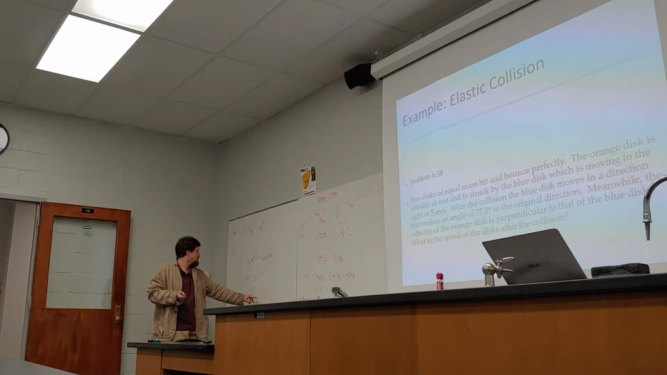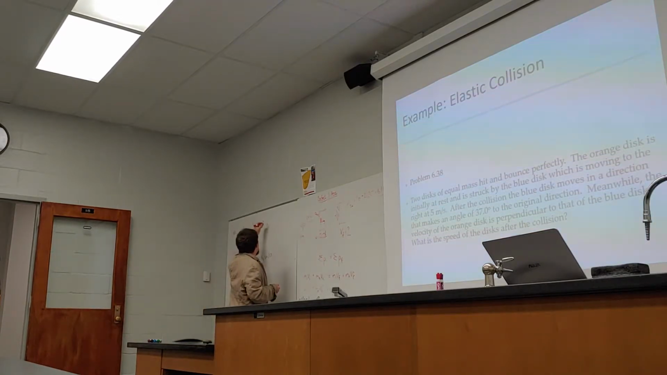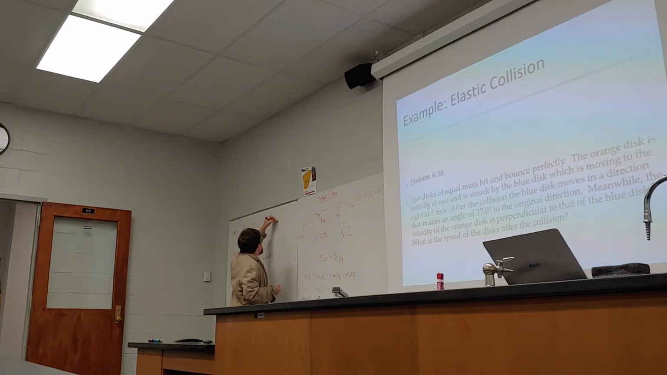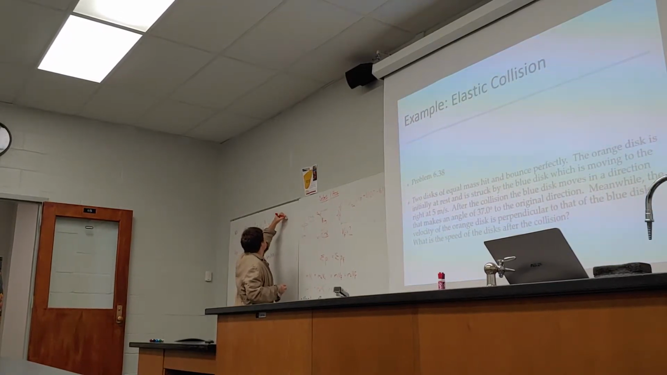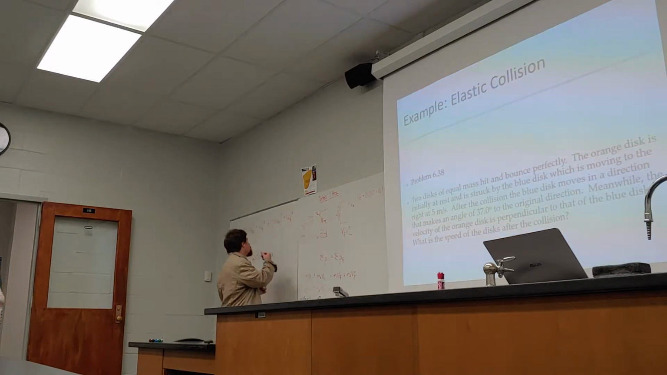We can take this, pull it up here instead of VBF. So 5 squared equals negative 1.33 times VOF squared plus VOF squared.